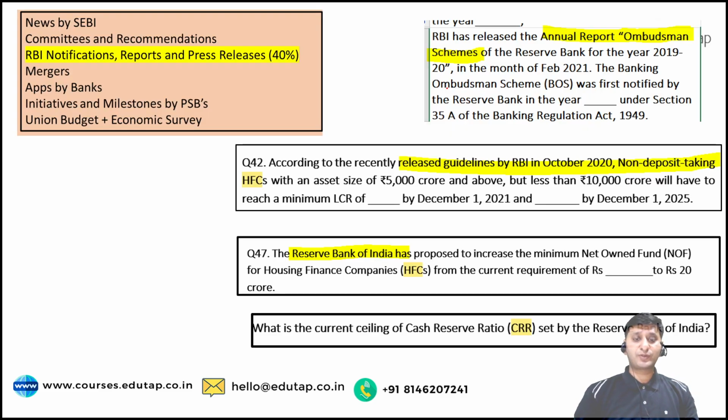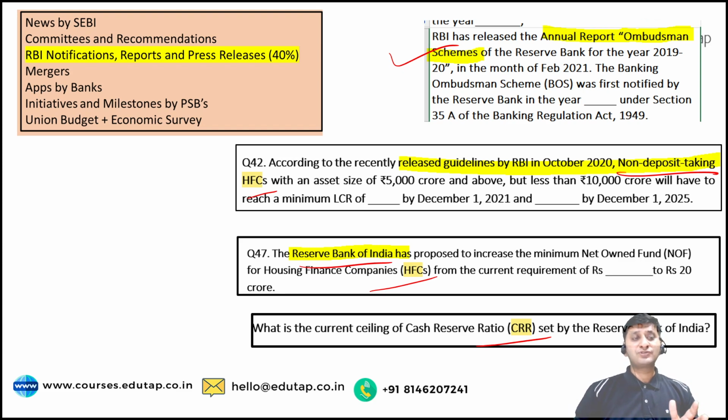If you see the previous year paper, I've shown you some glimpses of the questions: annual report on the ombudsman scheme by RBI, then guidelines by RBI on non-deposit taking HFCs, then the Reserve Bank of India has some regulation on HFCs, then RBI CRR, monetary policy related information.